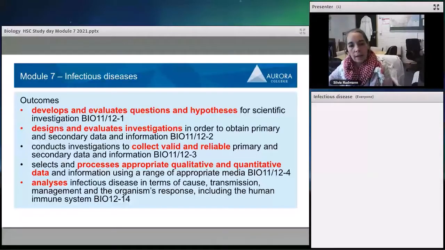And then you have to process some data. So that will be, for example, creating a graph, creating a table, creating a flow chart, and then all that has to be analyzed in terms of diseases, infectious diseases.